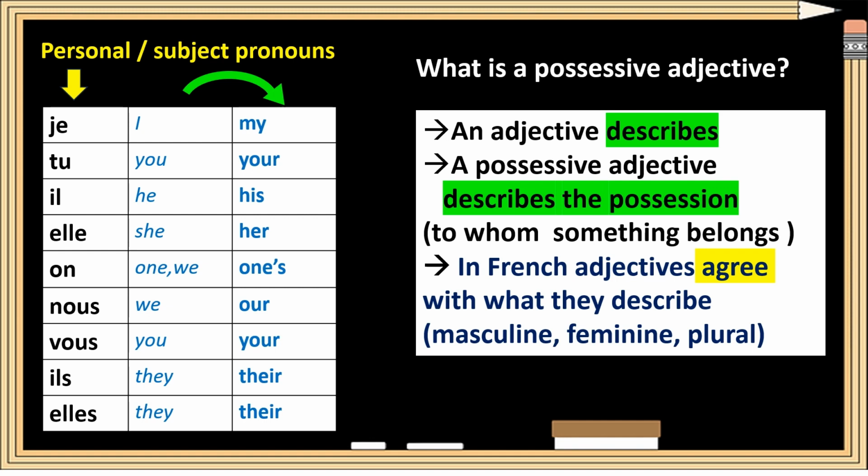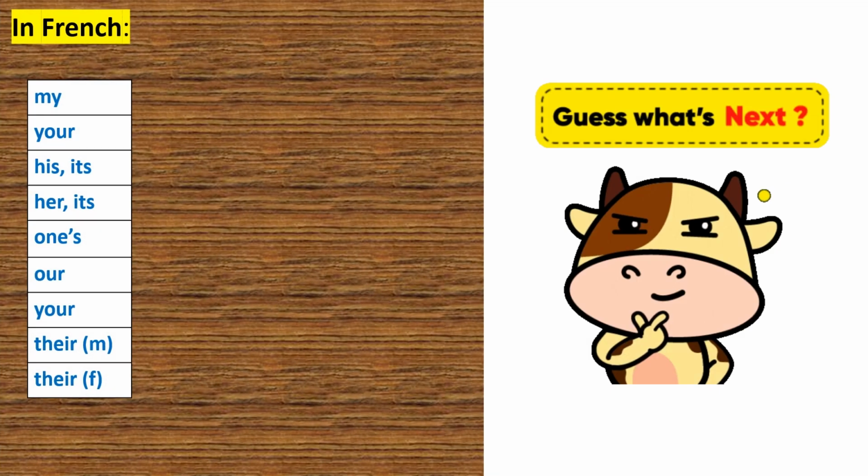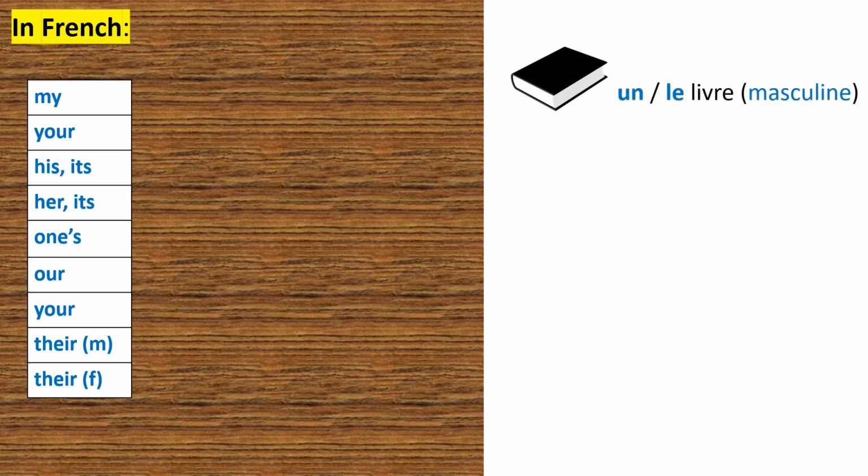Therefore, if a word is masculine, the adjective is going to be masculine. If it's feminine, the adjective is going to be feminine. The same with plural and singular. So, how does it work in French? Let's take a word, the word book, livre.